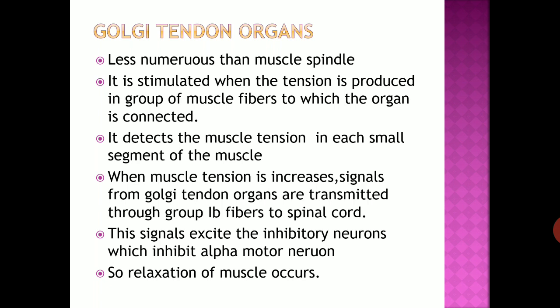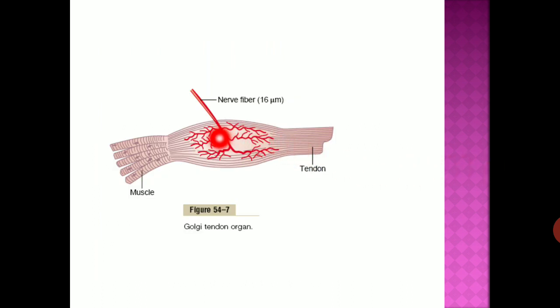Usually 10 to 15 muscle fibers are connected in series with one Golgi tendon organ, and each Golgi tendon organ basically consists of a group of nerve endings covered by a capsule of connective tissue. The Golgi tendon organ is supplied by 1B type sensory nerve fiber, which ramifies into various branches, and each branch ends in the form of a knob. So this is the structure of the Golgi tendon organ present in tendons.